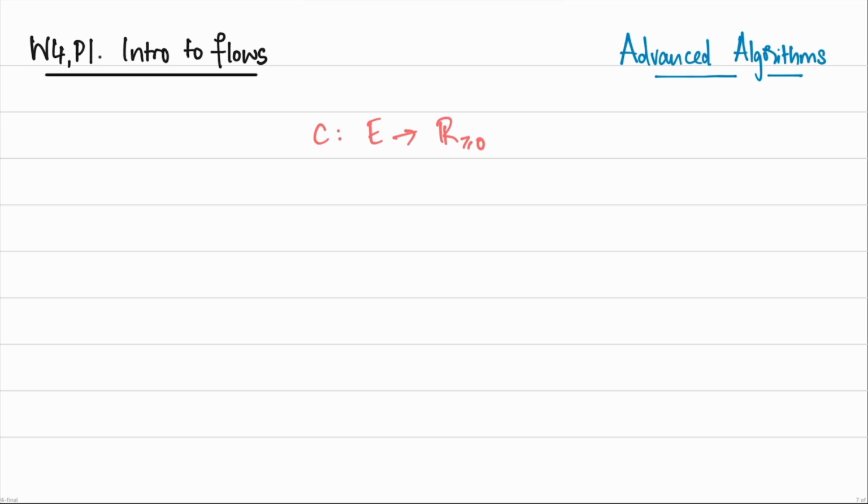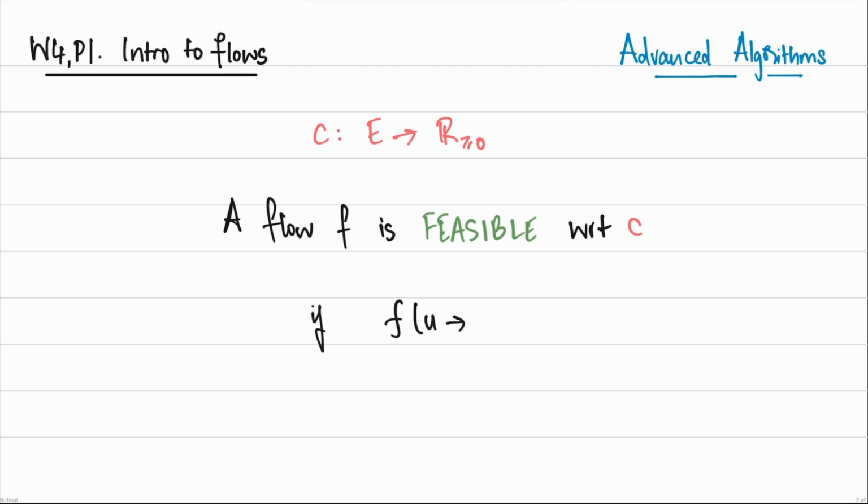And you say that a flow F is feasible with respect to the capacity function C if it turns out that the flow at the edge from U to V is at most the capacity of the edge U to V. This is a very, very natural thing to demand. You're not pushing anything more than what that edge can handle, right?